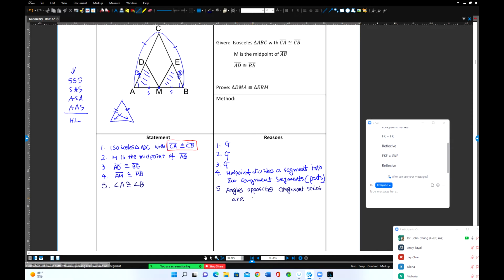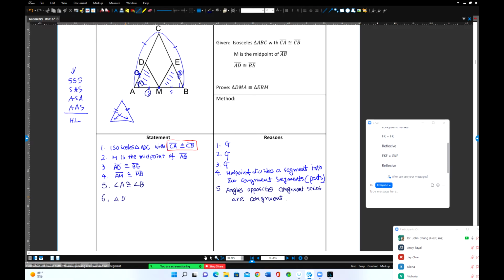These angles are congruent also. That's the perfect reason. Okay, you have to write down this one. Now we got everything: side, angle, and side. Okay, now that's enough to say these two triangles are congruent.